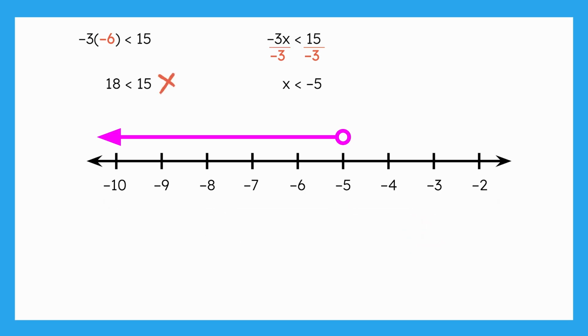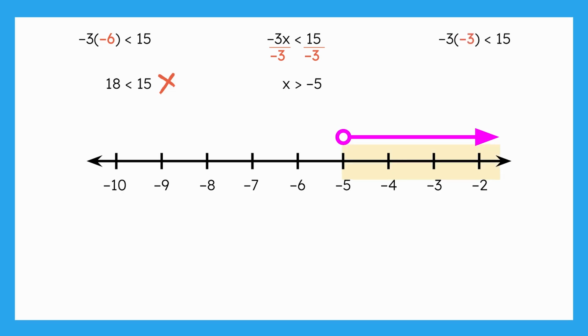Any ideas here? Oh, I know. Since we divided by a negative number to solve, let's try flipping this symbol and testing out a new value. When I flip the inequality symbol, my solution now reads x is greater than negative 5. Let's test a value here.